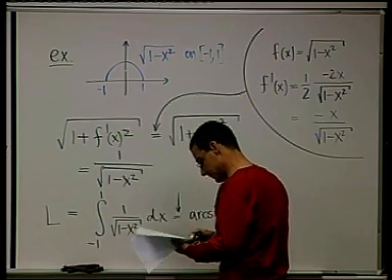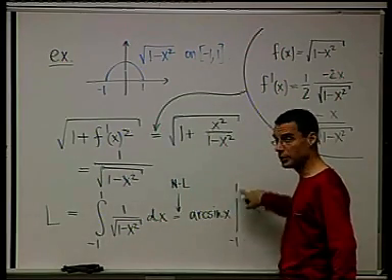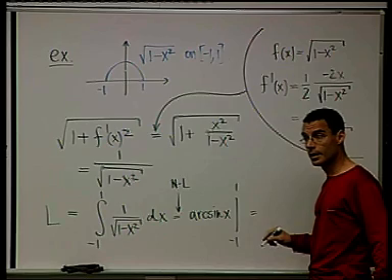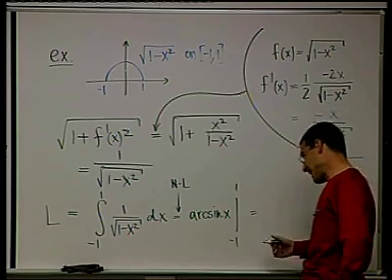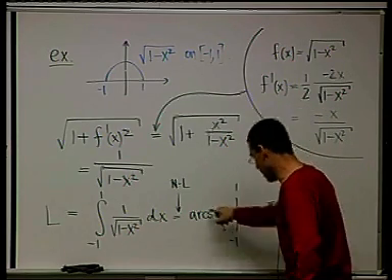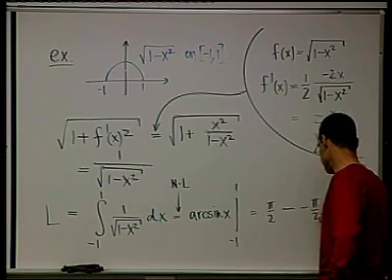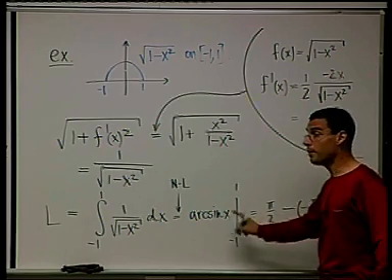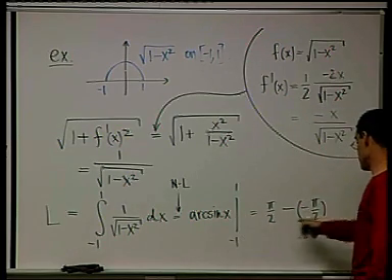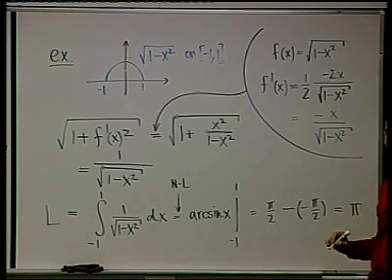What did I just use? Newton-Leibniz, right? Antiderivative evaluated between the endpoints. What's arcsine of 1? It's the number whose sine is 1, so it's pi over 2, minus, what's arcsine of -1? Minus pi over 2. You can't say 3 pi over 2, because remember what the domain of arcsine is. You have to restrict to the domain of arcsine. So it's this, and this equals pi, as we hoped to get.